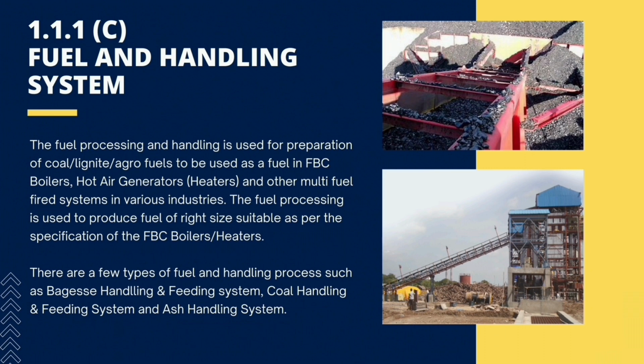Fuel and handling system. The fuel processing and handling is used for preparation of coal or lignite or agro fuels to be used as a fuel in FBC boiler, hot air generator, and other multi-fuel fire systems in various industries. The fuel processing is used to produce fuel of the right size suitable as per the specification of the FBC boiler or heaters. There are a few types of fuel handling process such as bagasse handling and feeding system, coal handling and feeding system, and ash handling system.